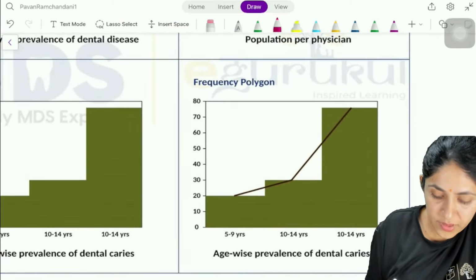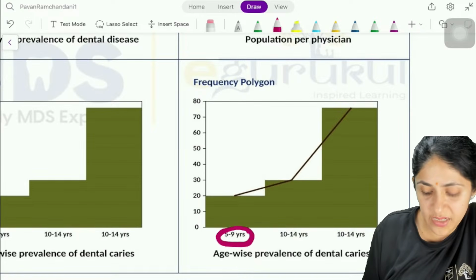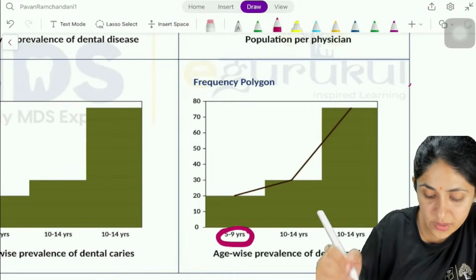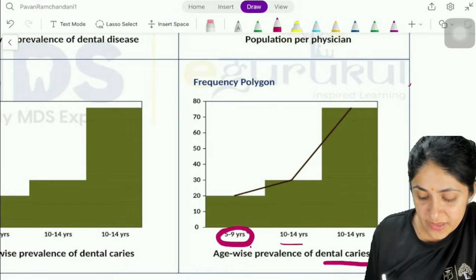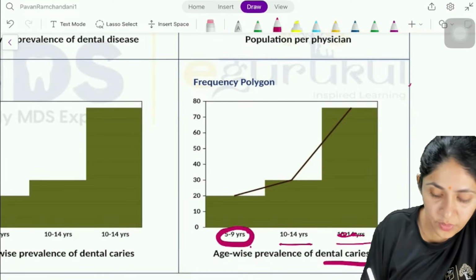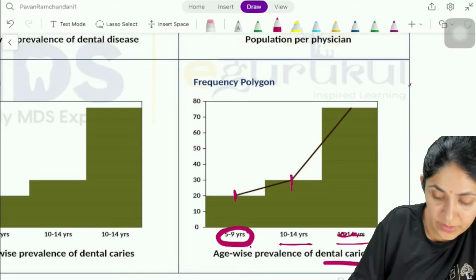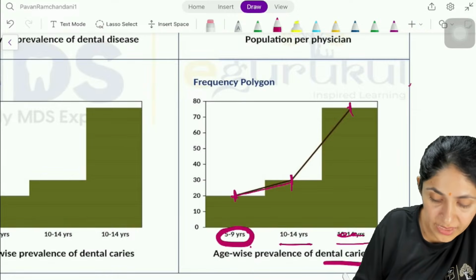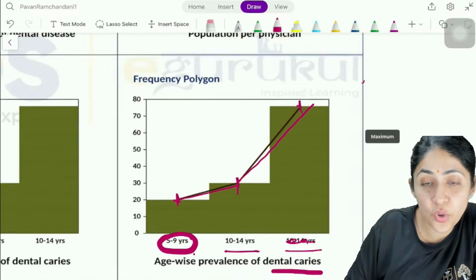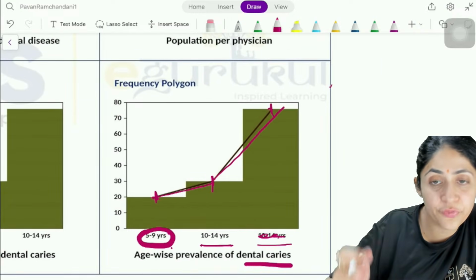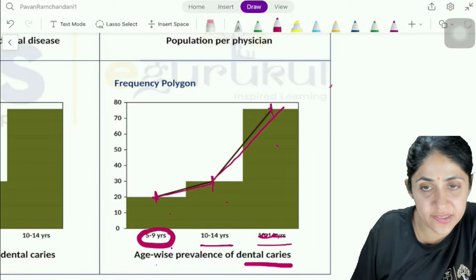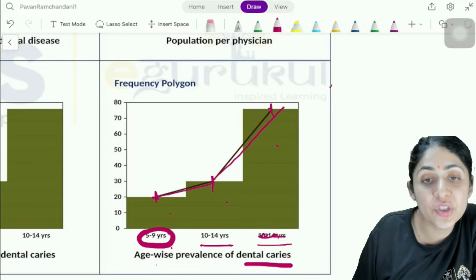This first part is representing the prevalence of dental caries in the age group of 5 to 9. Second is 10 to 14. Third is again, this is a misprint. So you join the midpoints and the diagram that you made is a frequency polygon. This is a pictorial representation of different frequencies. These are the frequencies of dental caries, so you are representing them in a picture format.